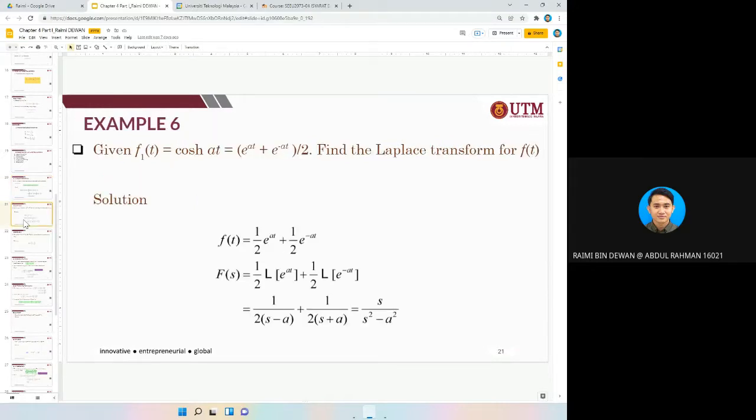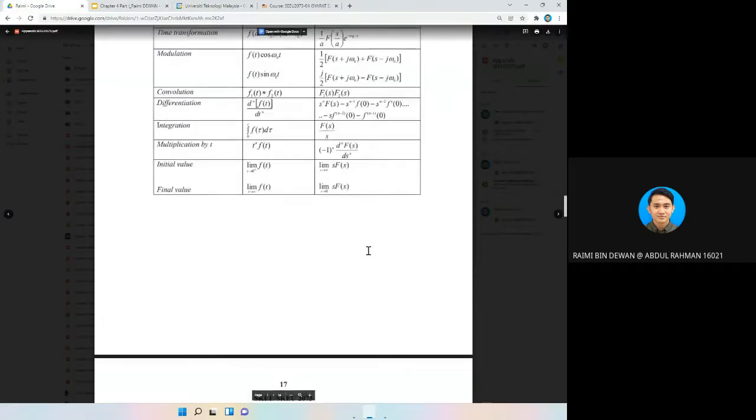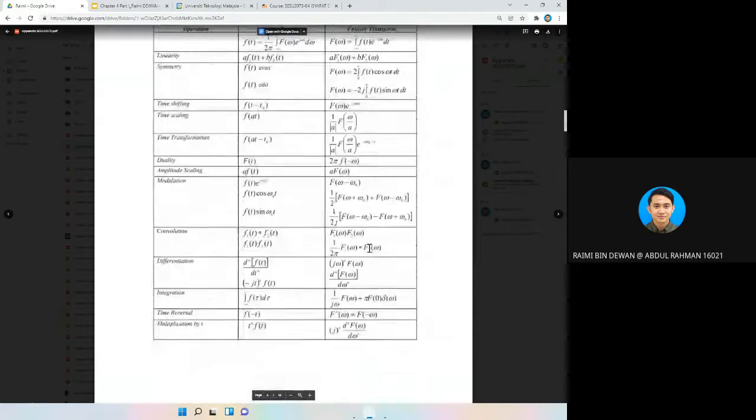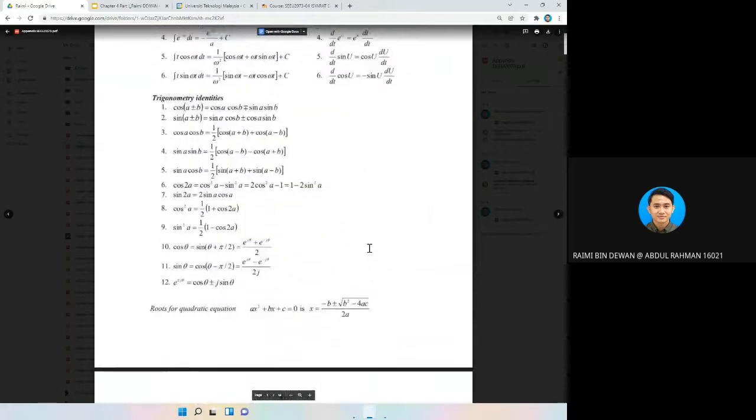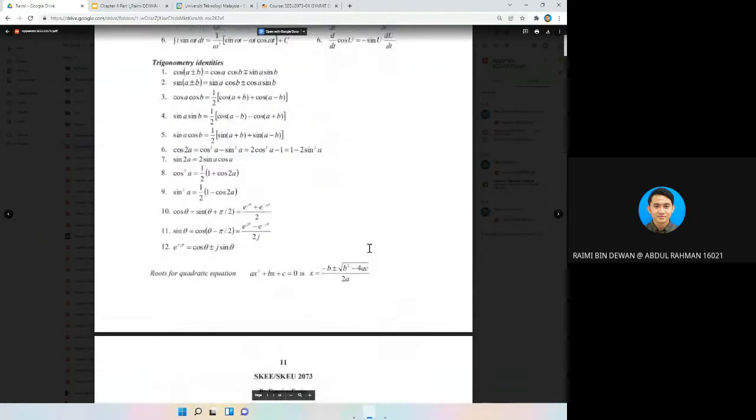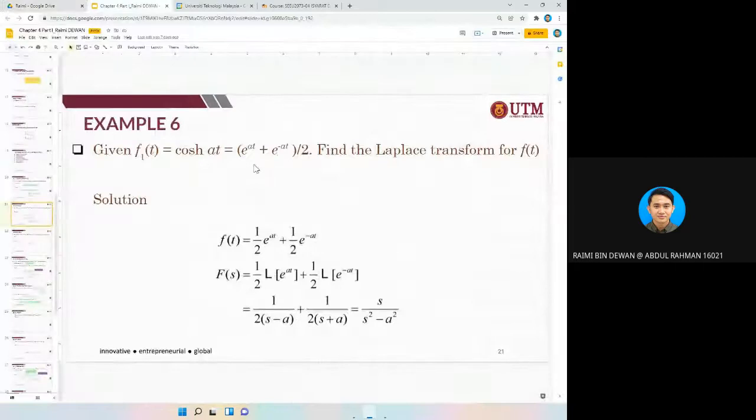This is example 6. Find the Laplace transform given f(t) equals cosh at. You know what cosh is? I think you learned it in your mathematics as well. Not sure where it is in this table. Not sure if we have that, but you know what cosh is, right? We also have sinh. So cosh at equals e to the at plus e to the negative at, over 2. Find the Laplace transform for f(t).